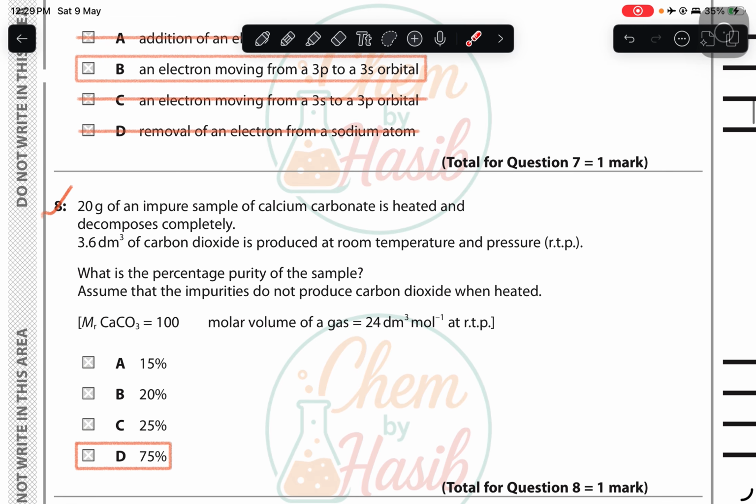Question number 8. It says 20 grams of an impure sample of calcium carbonate is heated and decomposes completely. 3.6 dm³ of carbon dioxide is produced at room temperature and pressure. What is the percentage purity of the sample?